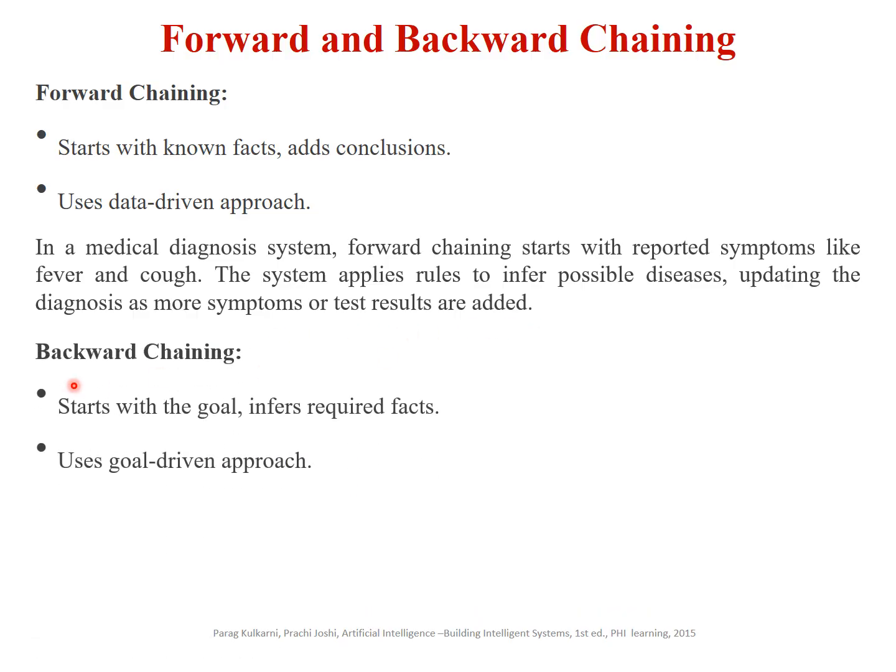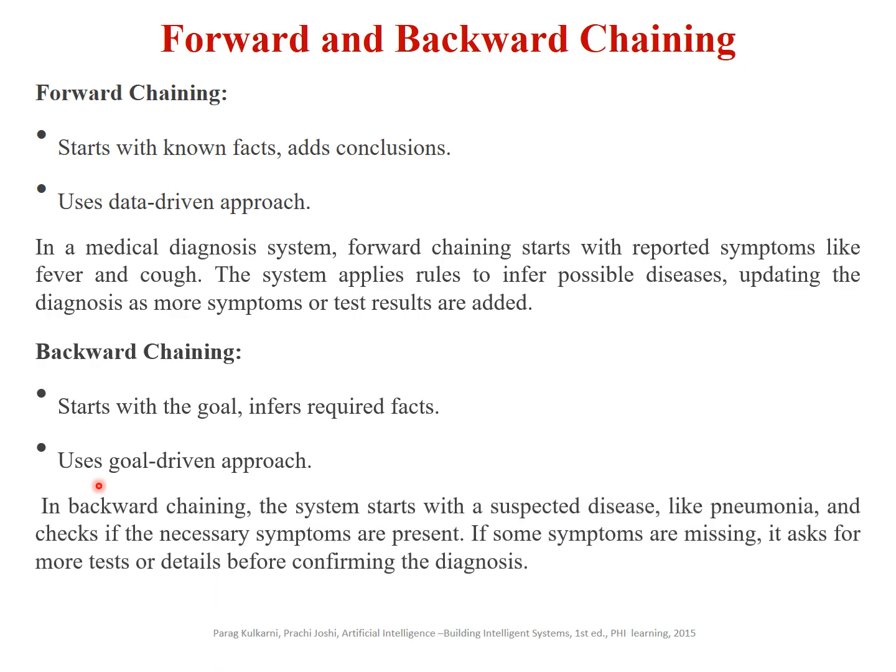Whereas in backward chaining, we start with a goal and we infer the required facts. We use a goal-driven approach. In backward chaining, the system starts with some suspected disease like pneumonia and checks if the necessary symptoms are present. If some symptoms are missing, it asks for some more tests or details before confirming the diagnosis.